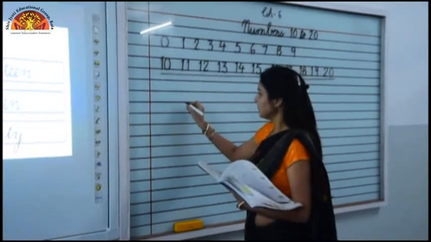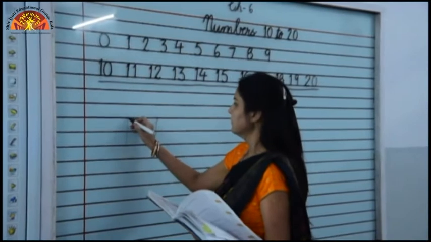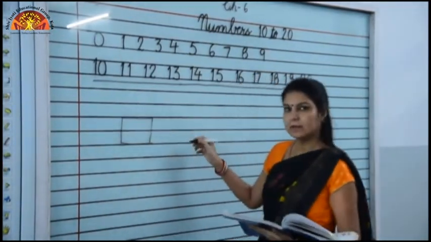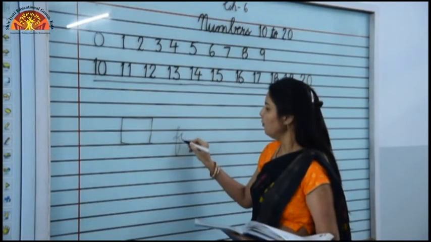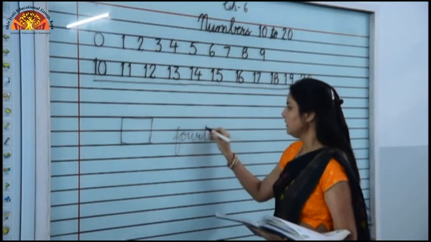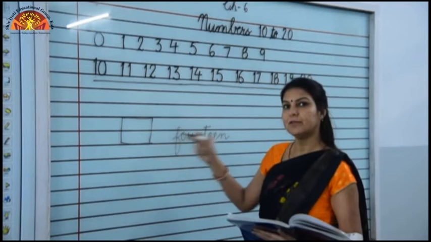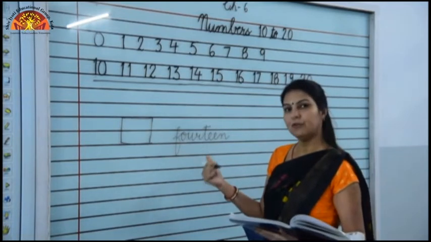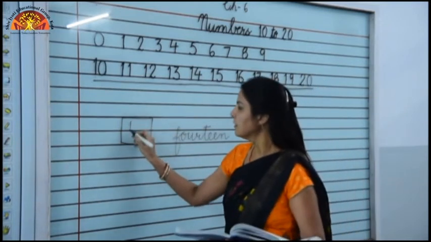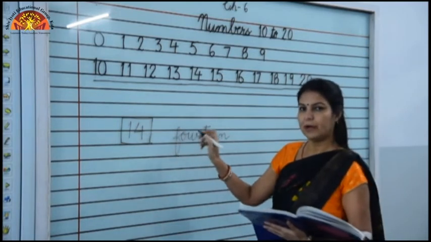First box is blank here, and the number name is written: FOURTEEN, 14. So what you have to do, children? You have to write the number of this given number name. How will we write 14? We will write 14 like 1 and 4. This is called 14. I hope you have understood.